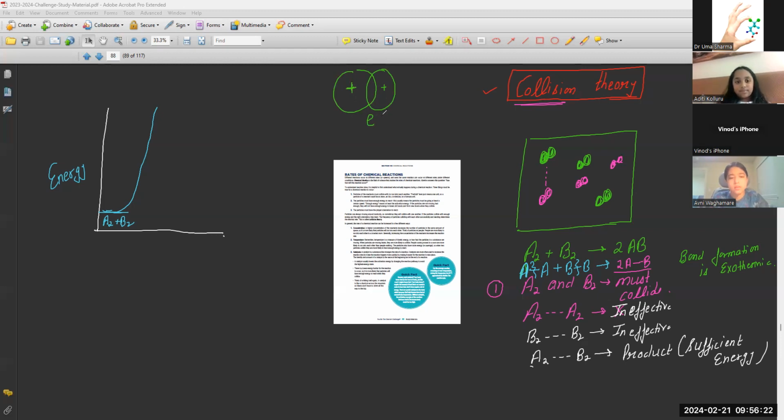It's a plus and minus, right? If I place electrons here, this minus is attracted to this plus. So if somebody asks you what you mean by attraction, it's always plus minus. In chemistry, attraction is plus minus. So bond formation is exothermic.